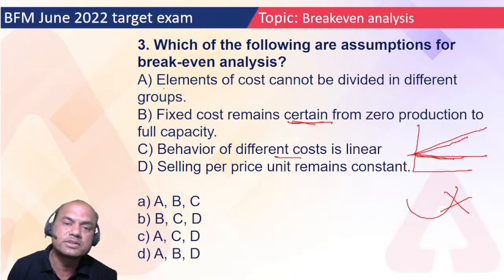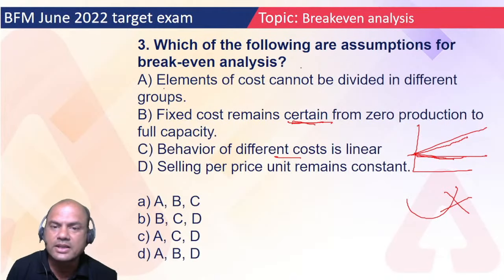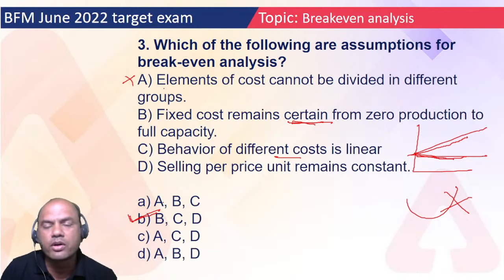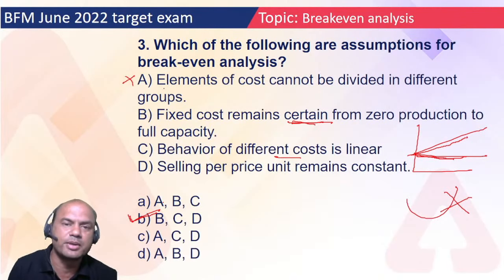So what is the correct answer now? Is A correct? Can't I divide fixed cost and variable cost? No, so A is wrong. Is B correct? Just now we saw it. B is true, C is true, and D is true. So B, C, D, right? Everyone, how many of you got this answer? Type yes fast. Yes, yes, yes, yes. Correct.